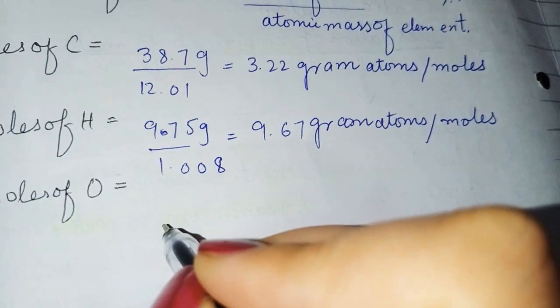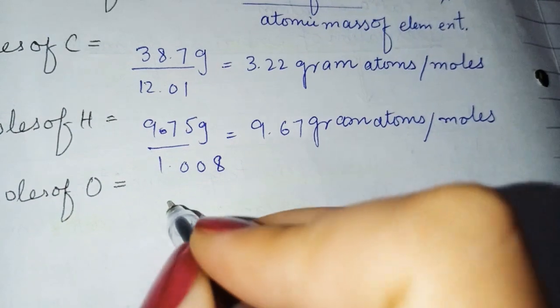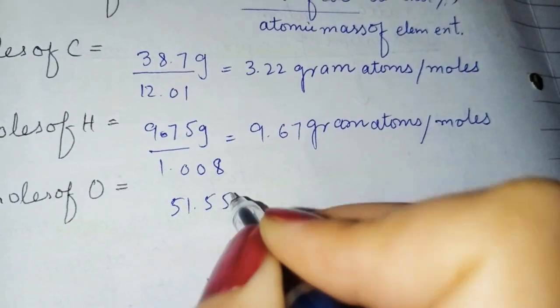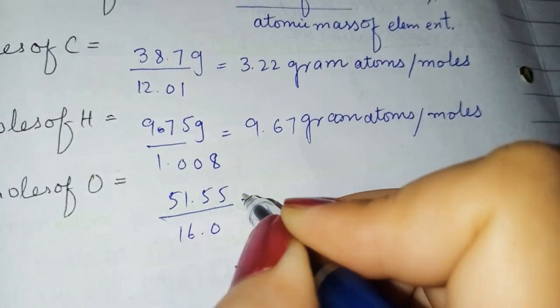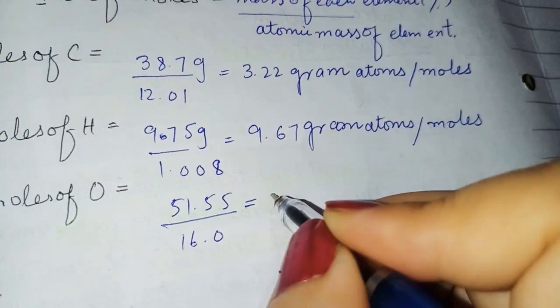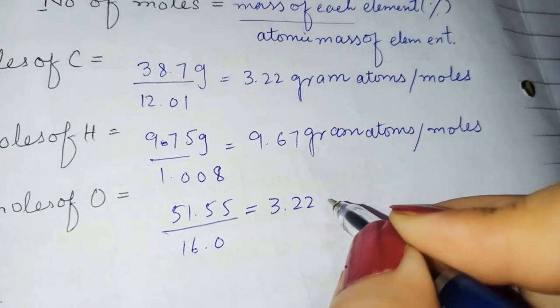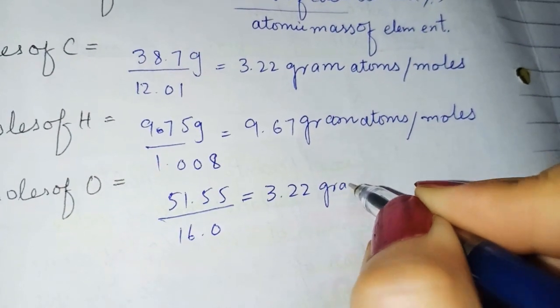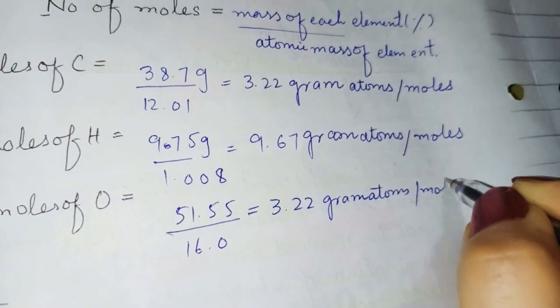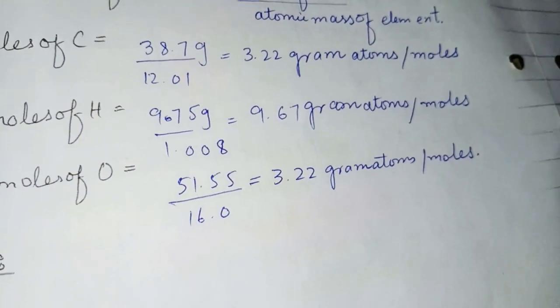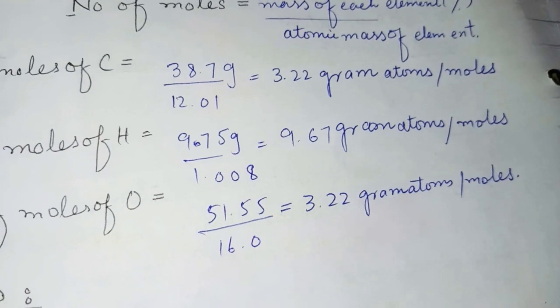Thirdly, we have the moles of oxygen, that is 51.55 divided by its atomic mass, that is 16.0. We need to be very accurate in that. So we get 3.22 gram atoms, or the number of moles of oxygen. So we have found out the number of moles of each element.